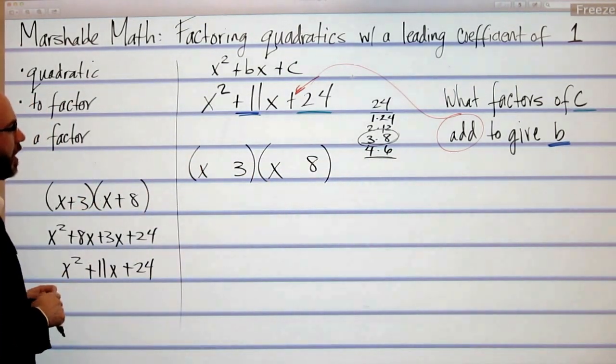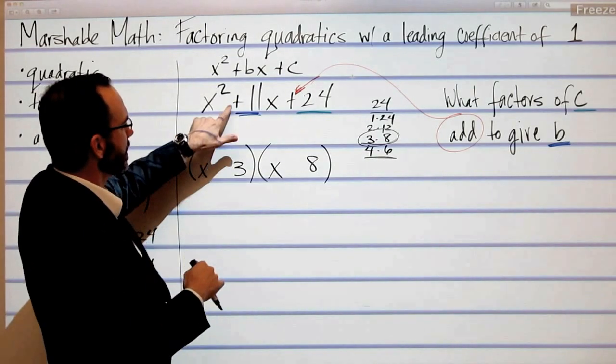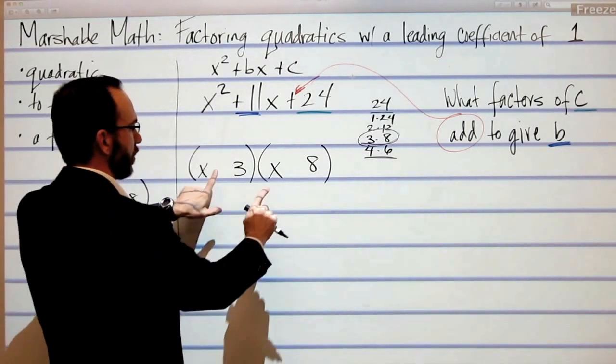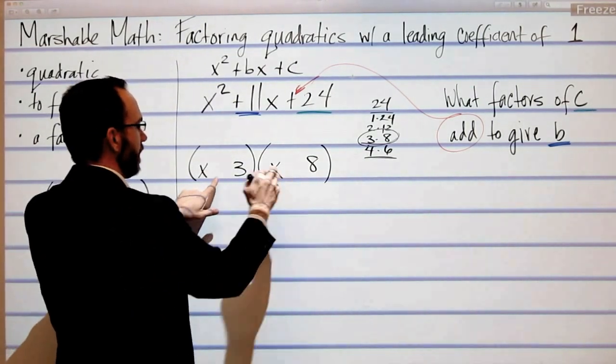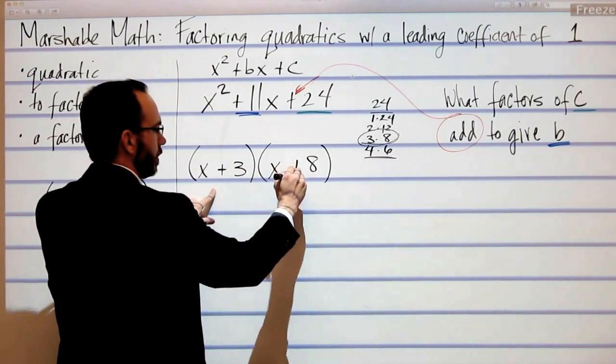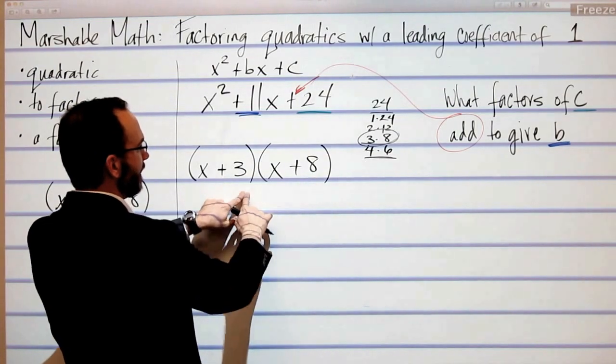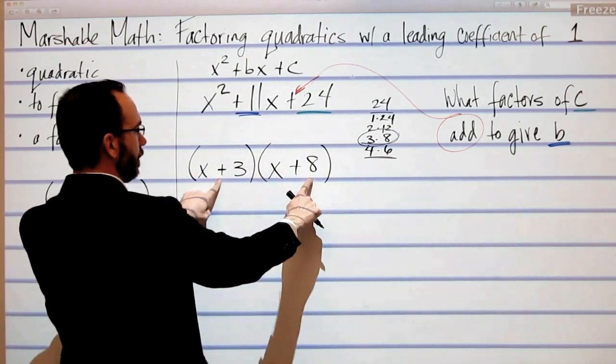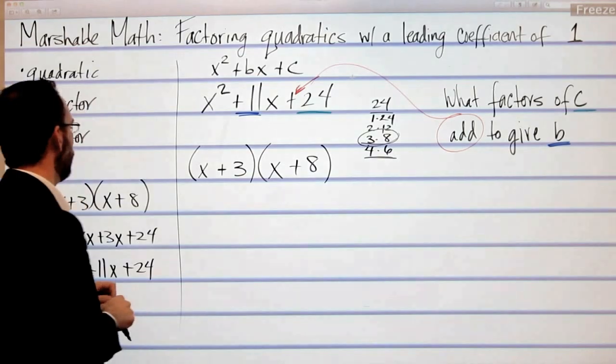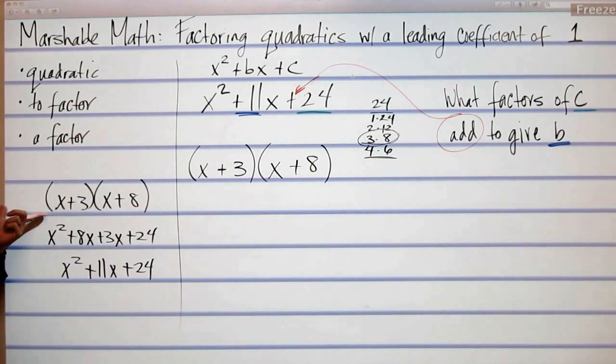Now I need to think about sign. How do I get a positive 11 when I combine a 3 and an 8? I hope that you can see that both of these have to be positive, so that when I add them, positive 3 and positive 8 give me positive 11, but when I multiply them, I get positive 24. Okay? And of course, as you can see here, that's what we've done.